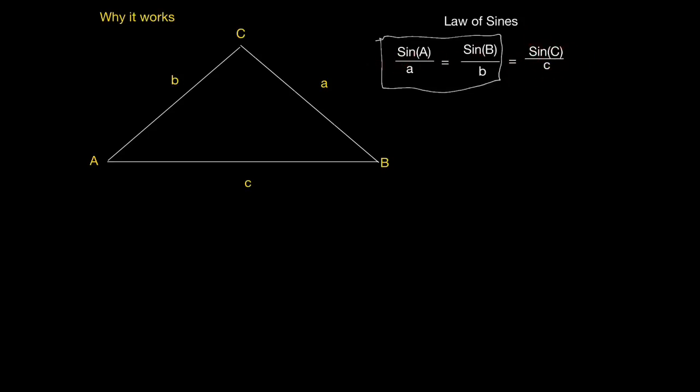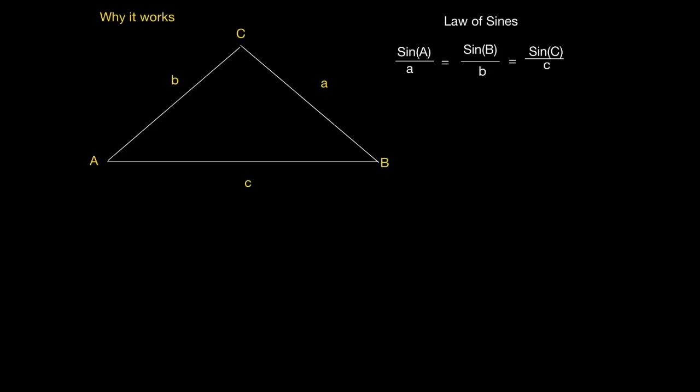But here, if I show you why this is true, then showing that this is true to this will be identical. So all we really need to prove is why sine of a over little a is equal to sine of b over little b. And I will give you a nice, convincing argument as to why this is true.